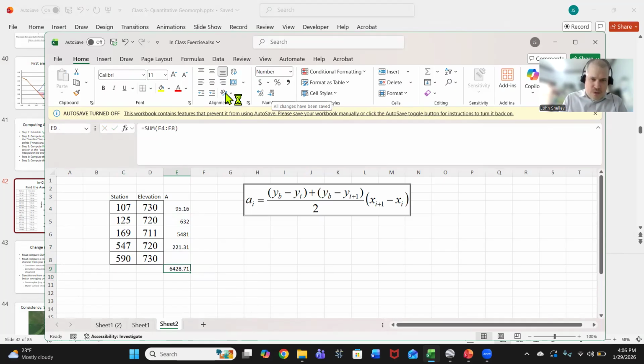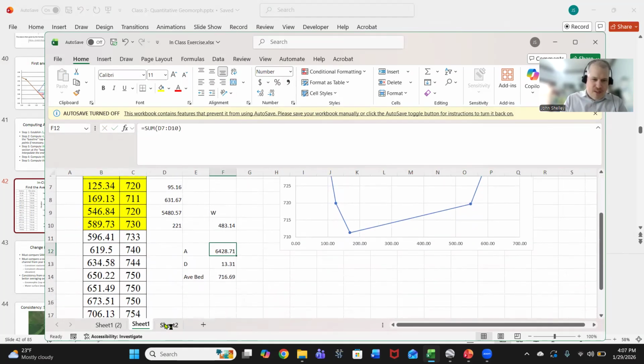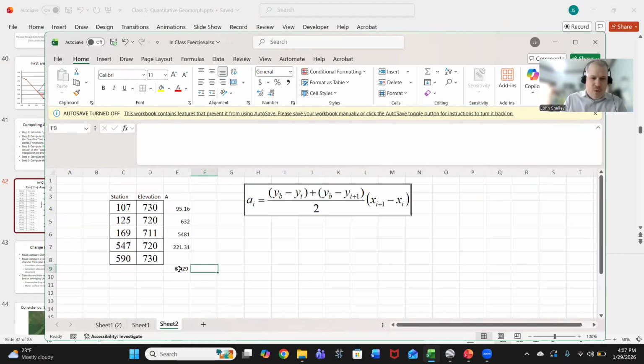but my total here comes to 6,429 square feet, or whatever units I was dealing with. And yep, that's the number I have. Okay, so then this is the area, and I'll just drag this down here.